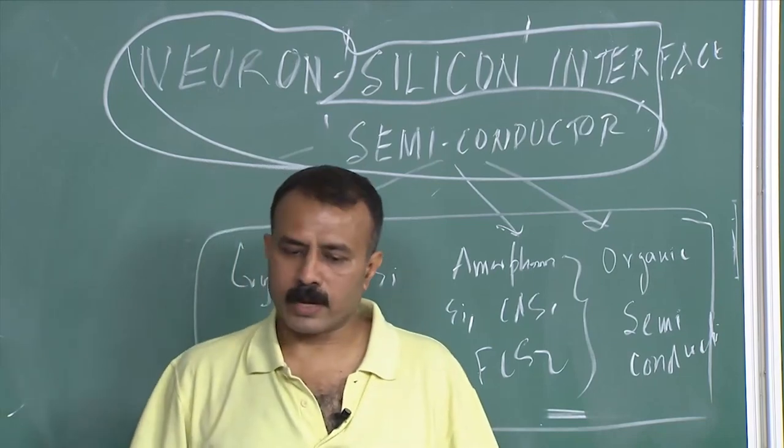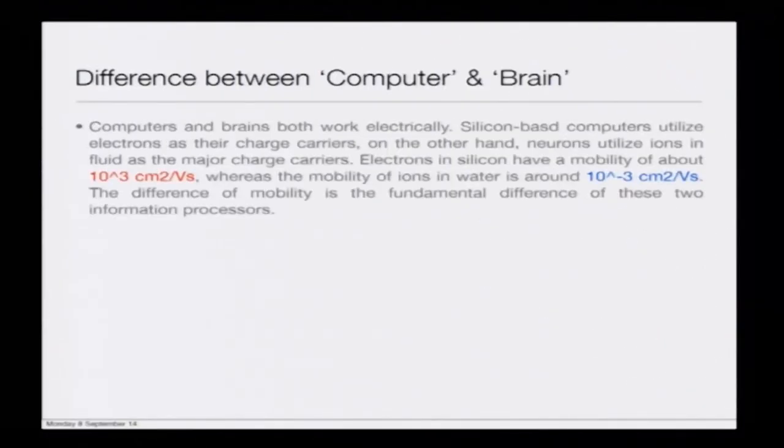Now coming back to the slides, let's just start with some of the basics. What is the difference between a brain and a computer? One of the fundamental differences: computer and brain both work electrically, that we know. Both of them have electrical impulses, but silicon based computers utilize electrons as their charge carriers. On the other hand, neurons utilize ions, sodium ions, potassium ions, magnesium ions, calcium ions and so forth, in fluid as the major charge carriers.